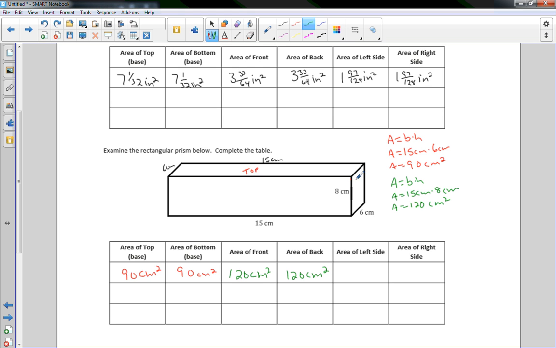The area of the left side and the right side are the same. That would be this rectangular area here with a base of 6 and a height of 8. So I'll do that over here. I'd say area equals base times height. Area equals 6 centimeters times 8 centimeters. So the area is 48 centimeters squared. So this is 48 centimeters squared, and this is 48 centimeters squared.